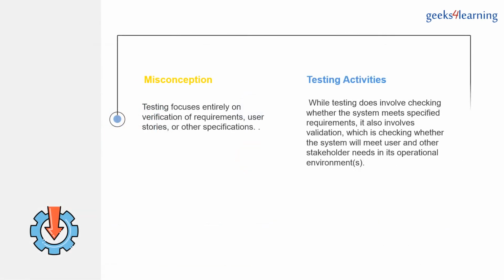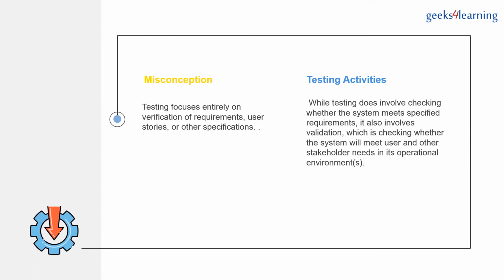A common misperception of testing is that it focuses entirely on verification of requirements, user stories, or other specifications. While testing does involve checking whether the system meets specified requirements, it also involves validation, which is checking whether the system will meet user and other stakeholder needs in its operational environment.